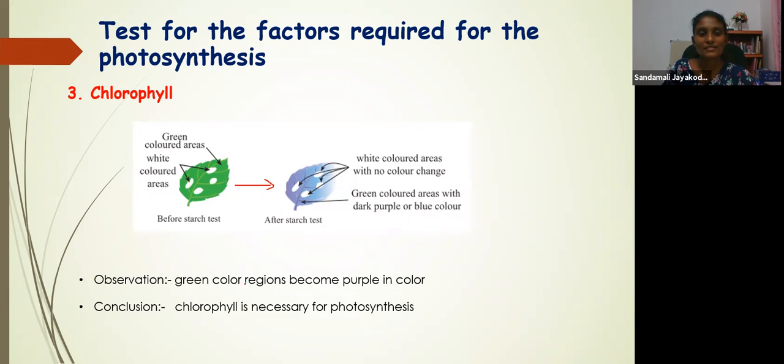The reason is that chlorophyll is necessary for photosynthesis. Actually, that is the reason, and also that is our conclusion. Chlorophyll is an essential factor for photosynthesis. We have to use that word, essential factor. Chlorophyll is an essential factor for the photosynthesis.